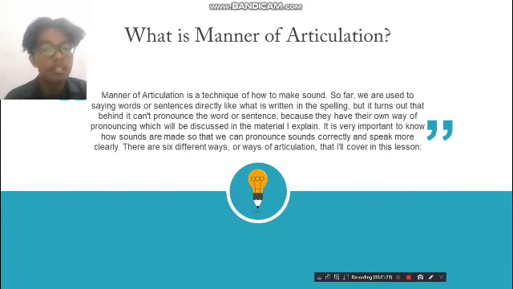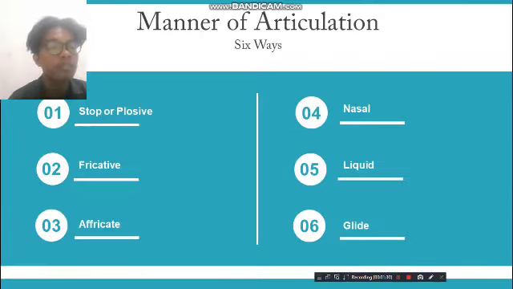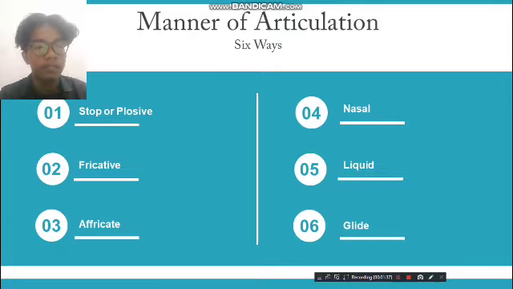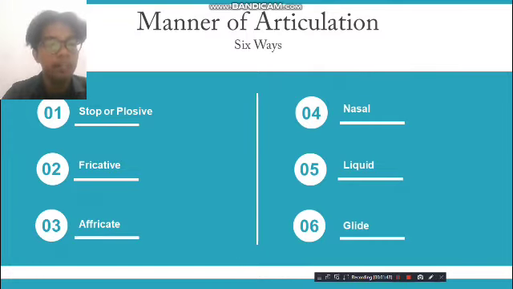There are 6 different ways of articulation that I will cover in this lesson. So, manner of articulation, 6 ways. The first one is stop or plosive, the second fricative, the third affricative, the fourth nasal, the fifth liquid, and the last is glide.